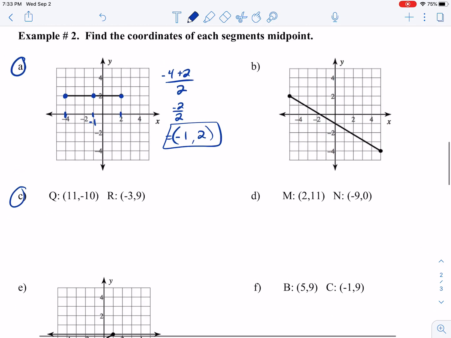Okay. Let's try another for C without graphing this point. The x's would be 11 and -3.